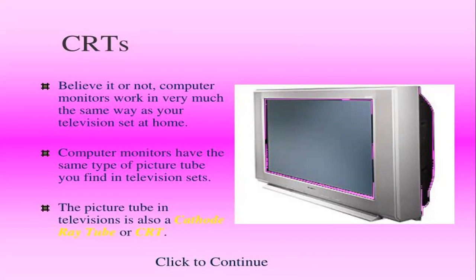Believe it or not, computer monitors work in very much the same way as your television set at home. CRTs are similar to the old TV sets which we used to have in our homes. The screen was big and a bit heavy. CRT computer monitors have the same type of picture tube you find in television sets. The picture tube in televisions is also a cathode ray tube, and that's why this type of monitor is called a CRT, or cathode ray tube monitor.